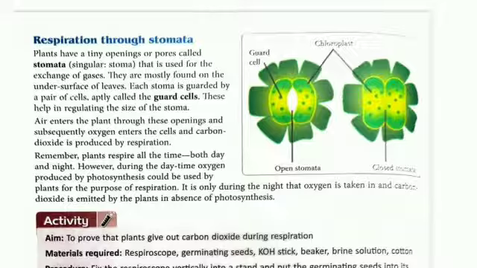And both are occurring simultaneously. Photosynthesis occurs only in the daytime. Respiration occurs throughout their life, day, night, every time. Remember, plants respire all the time, both day and night. However, during the daytime, oxygen produced by photosynthesis can be used by plants for respiration. It is only during the night that oxygen is taken in and carbon dioxide emitted by the plant, in the absence of photosynthesis.